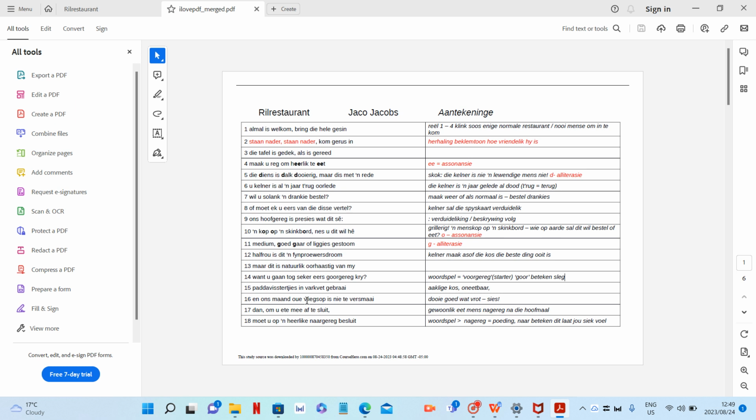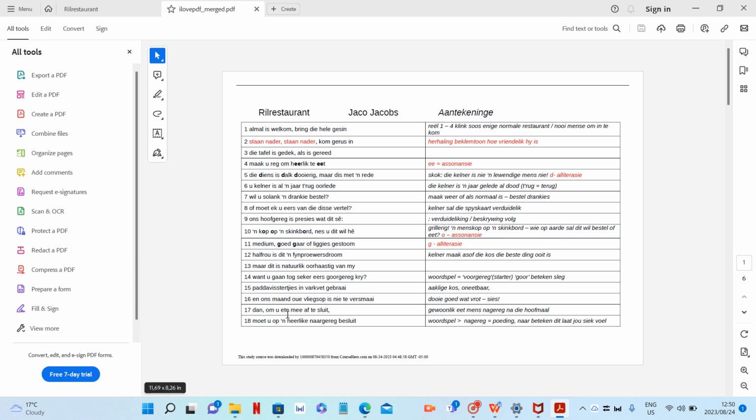Paddevissetjies in 'n vagvet gebraai. So it's ugly, it's disgusting because they've got, I think, fried frogs. En ons maand ouer vliegsop is nie te versny. So they're saying a month old soup, a month old fly soup because there's flies in it. So it's disgusting, it's rotten. Dooie goed wat rot sis. So it says dead stuff that is rotting. It's a month old soup with flies in it.